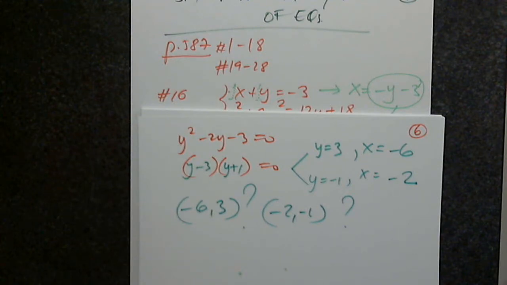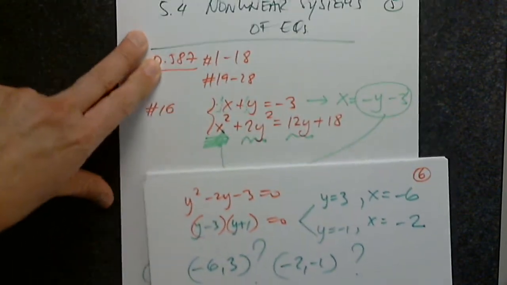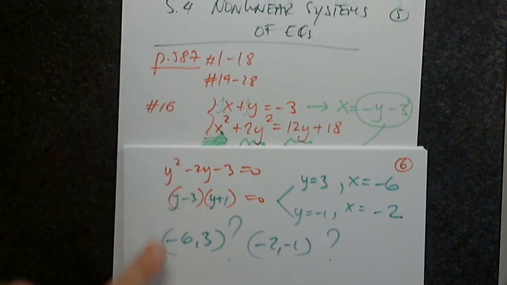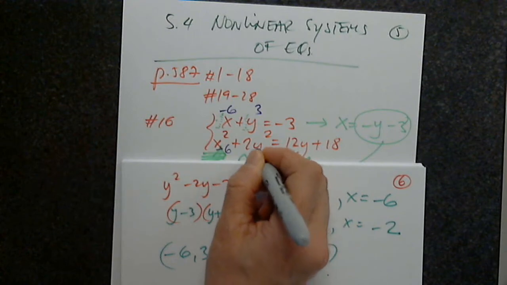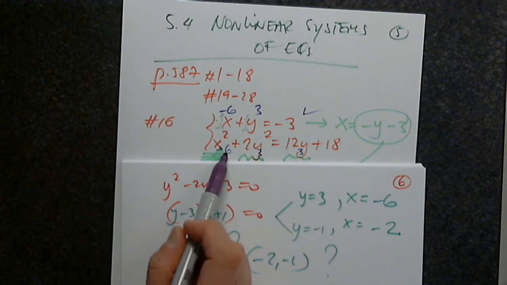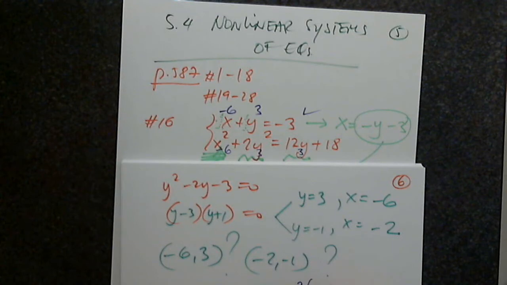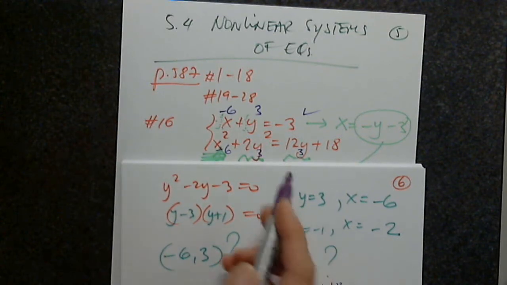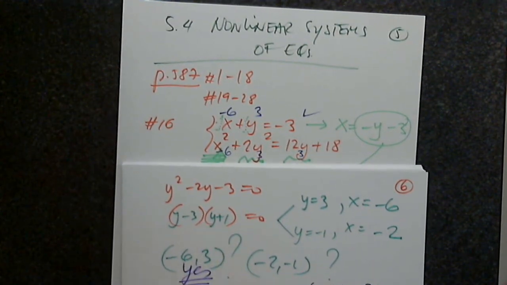Are we okay so far with this? Before we go back and check. So now I go back to check in the original problem. First I'm going to check negative 6, 3. Negative 6 plus 3 is negative 3, correct. 36, this is 9 times 2. So 36 plus 18, does it equal 36 plus 18? Yes, it does. So I'll say yes.